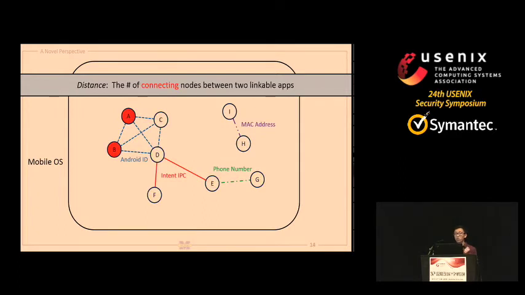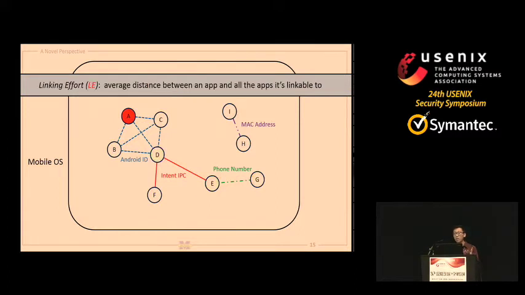Another important concept is the distance between two apps. We define the distance to be the number of connecting nodes between two linkable apps. In this case, for apps A and B, their distance is 0 because there are no connecting nodes. This means if an adversary wants to aggregate the information in app A and app B, it doesn't require information from an additional third app. For apps A and G, their distance is 2. It means for an adversary who wants to aggregate information in apps A and G, it requires information from at least 2 other additional apps. Therefore, we say the larger the distance is, the harder it is for an adversary to aggregate information.